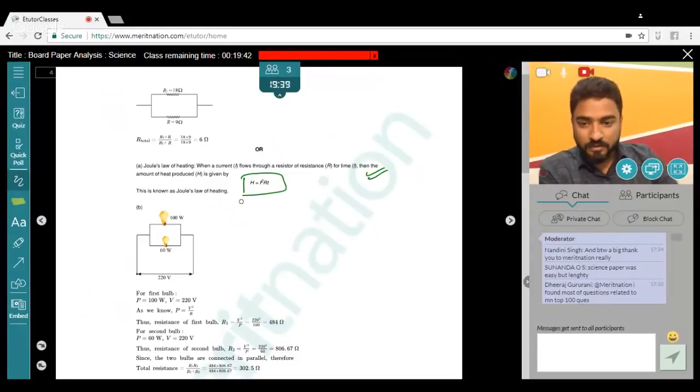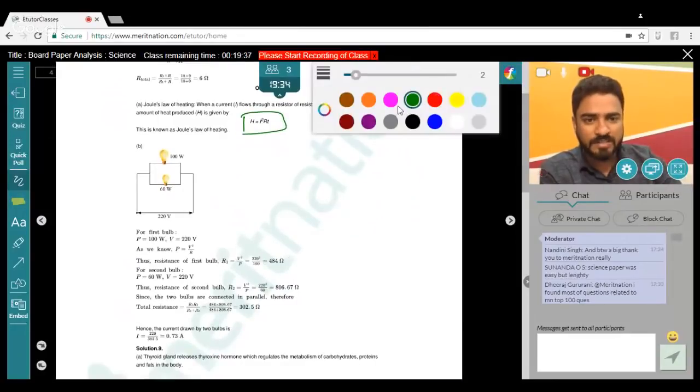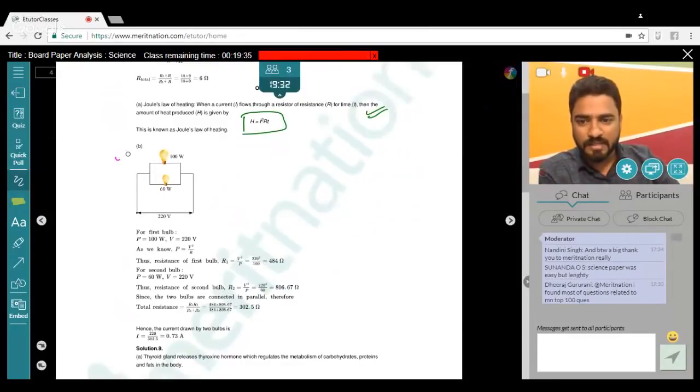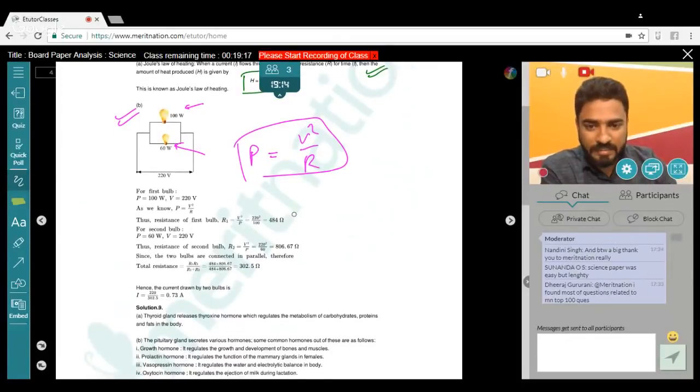Okay, another numerical portion over here, this is a very standard numerical that you can see in this B portion, that you had to, first of all, evaluate the resistance of both the bulbs. How would we have evaluated the resistances? The resistances would be evaluated using the relationship P is equal to V square upon R. This formula you had to use over here. And after getting the resistances, you can see that you are getting the resistance of the first bulb as 484, and for the second bulb it is this one.